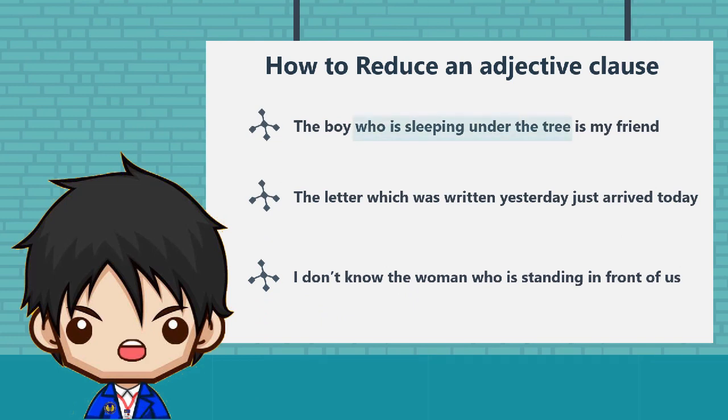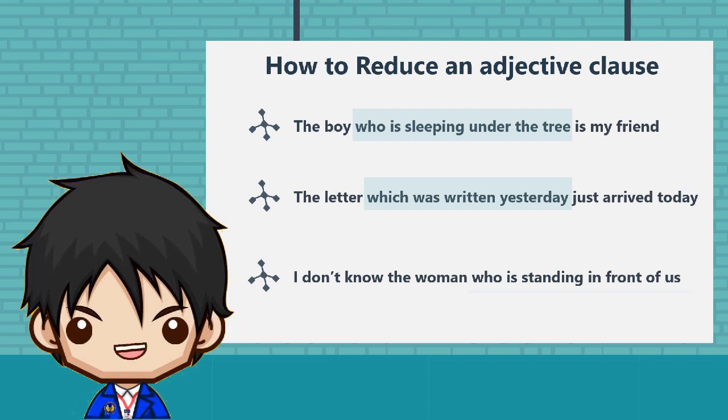The boy who is sleeping under the tree is my friend. Which is the adjective clause? Look for the connector first to look for the adjective clause. If we look here, there is the word who, which is a marker. That's right. I will box the adjective clause. Because here, who is the connector, which indicates the clause describing the nature of the subject in front of it.